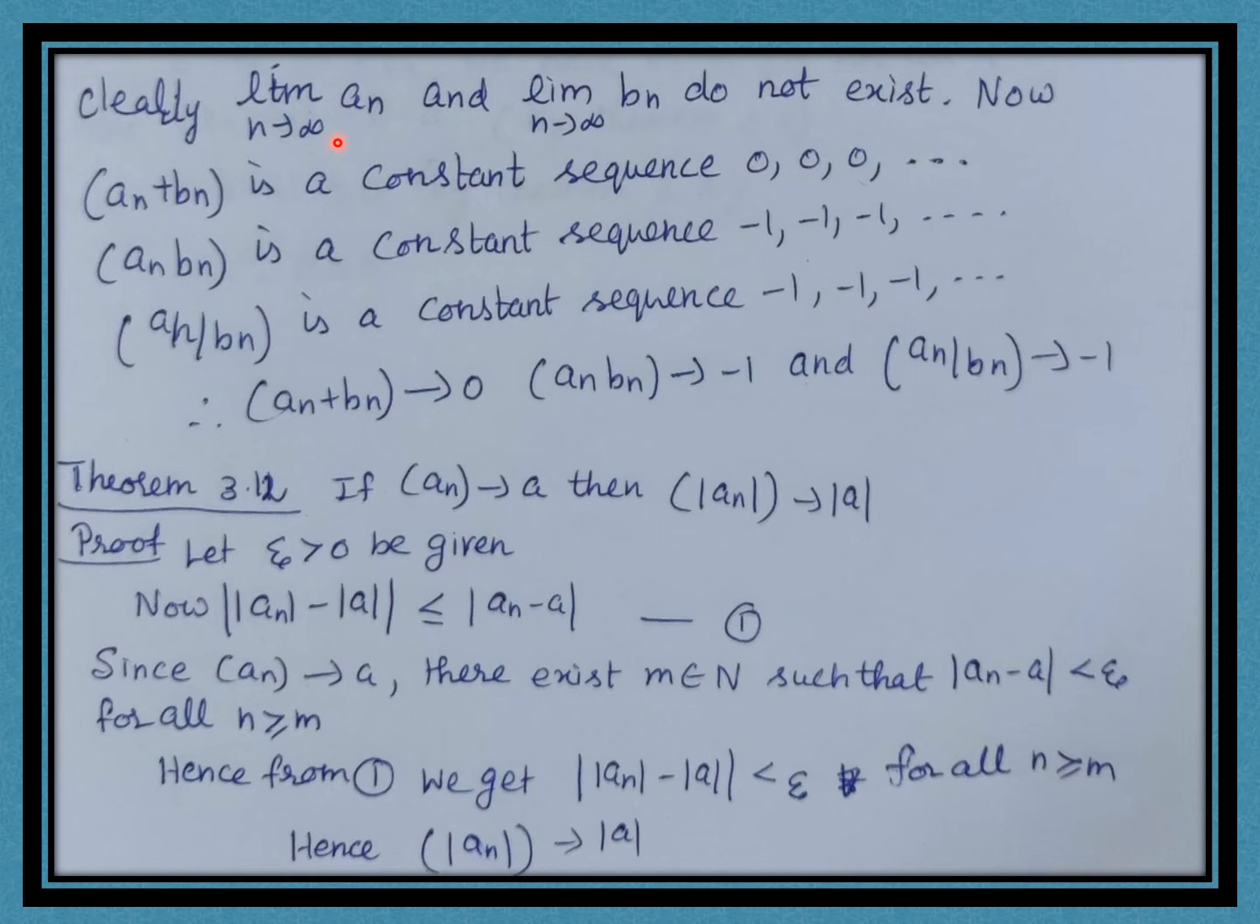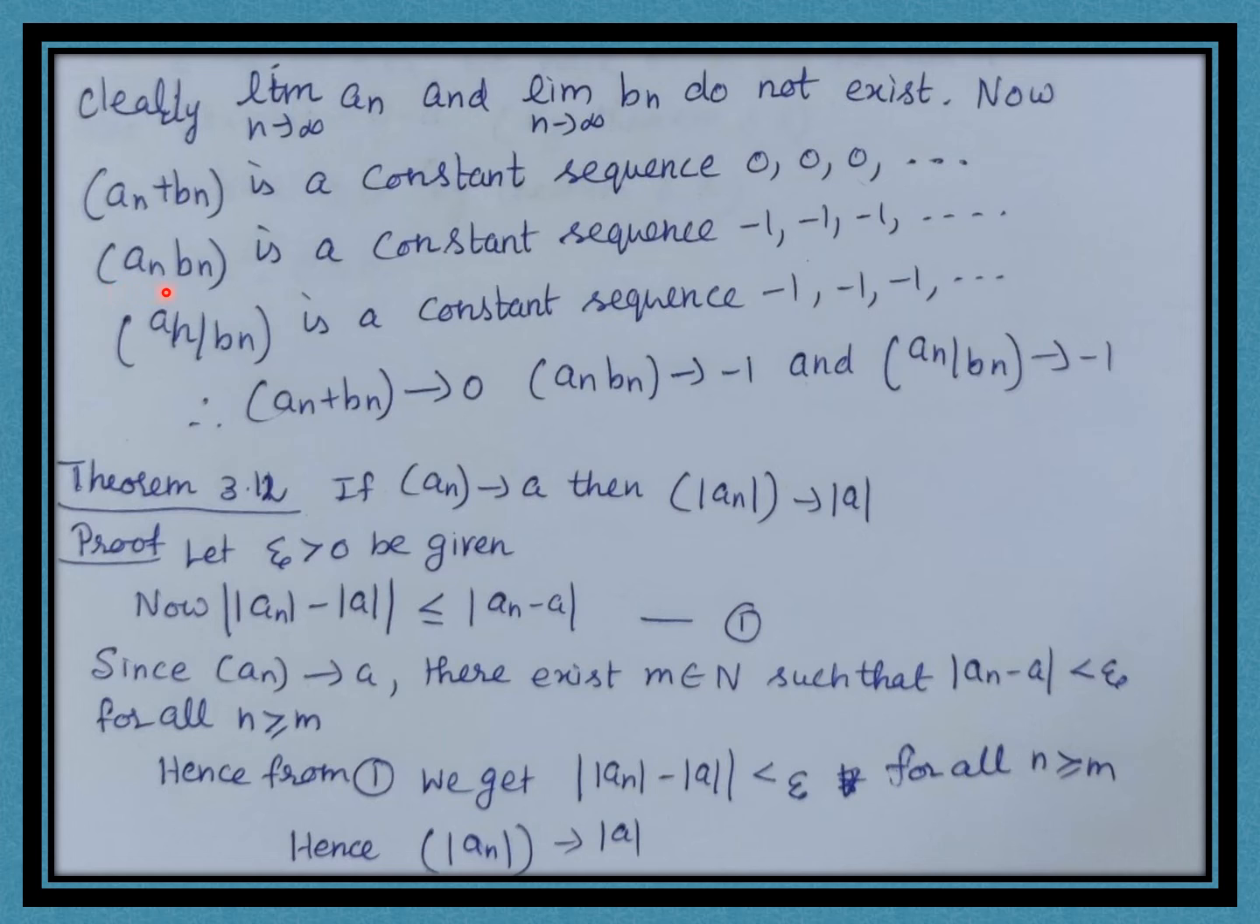It is not convergent. Similarly, the limit of bn also does not exist. But when I add an and bn, the first term of an is minus 1 and the first term of bn is plus 1. Therefore, minus 1 plus 1 becomes 0. Similarly, the second value becomes 0, the third value becomes 0, etc. Therefore, it is a constant sequence converging to 0.